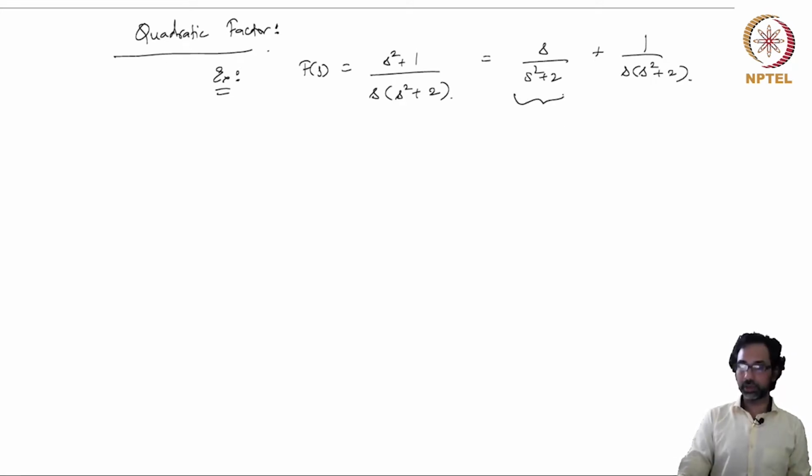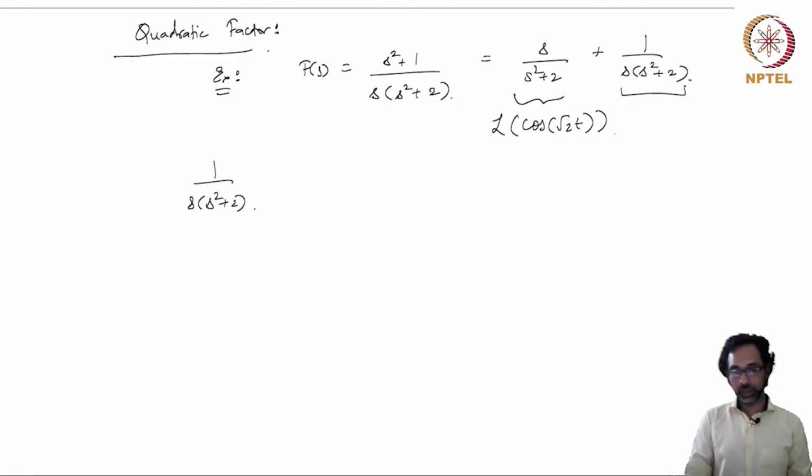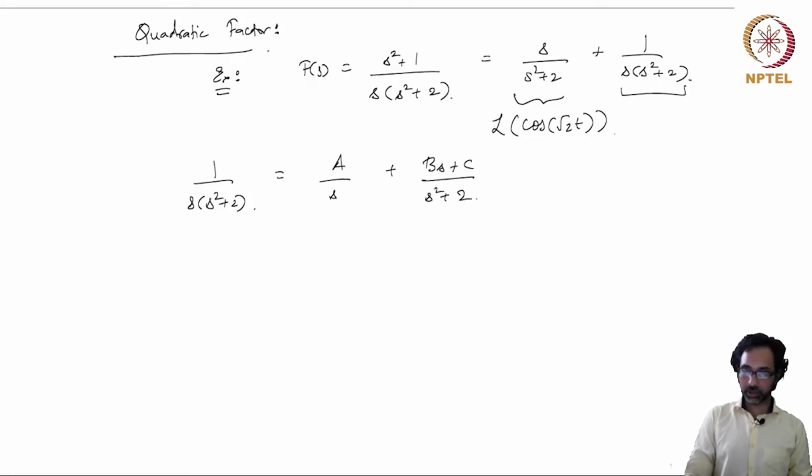So the first term is simply the Laplace transform of cosine of root 2 t. We know this from our known Laplace transforms. So let's just do the partial fraction for the second one, which is 1 over s times (s squared plus 2). You can have the partial fraction expansion as A over s plus (Bs plus C) over (s squared plus 2), and now you can multiply throughout by s times (s squared plus 2).